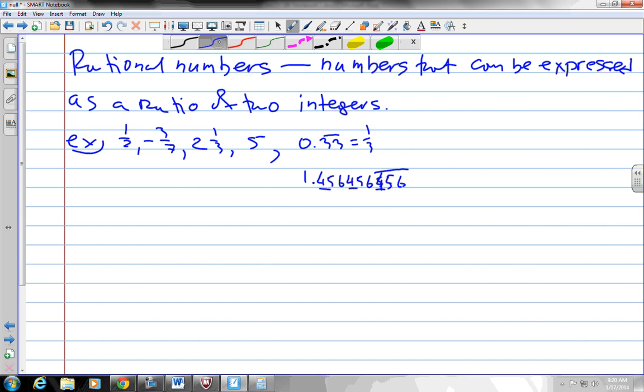Now we have a special symbol for the set of rational numbers. It's a capital Q with a little twist. Q for quotients. So it's kind of fun to use Q to represent rational numbers.